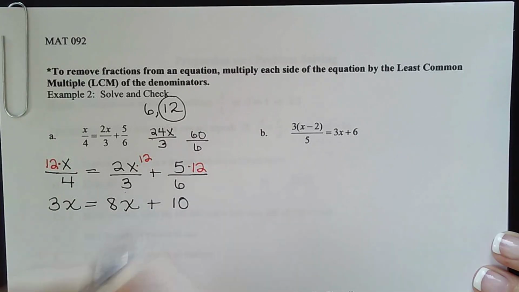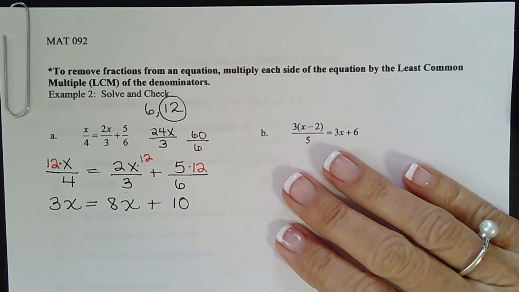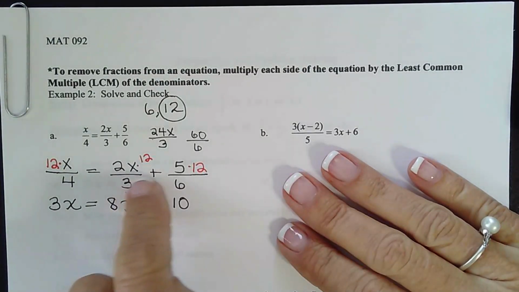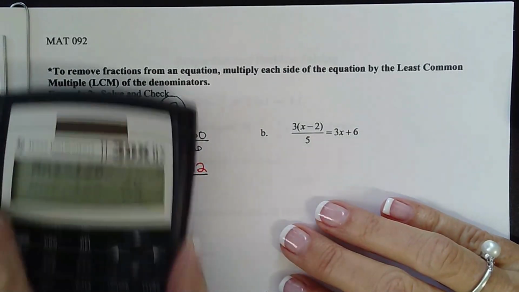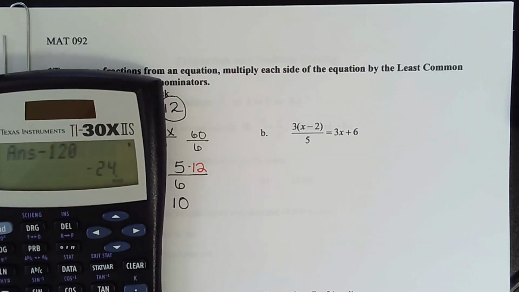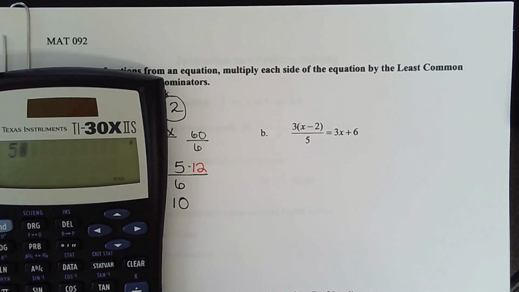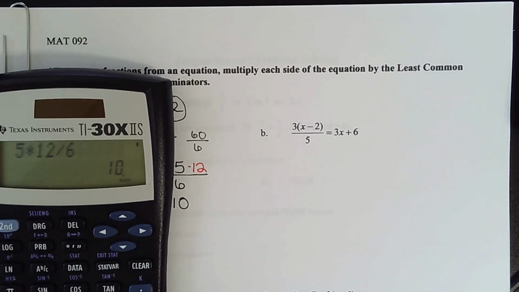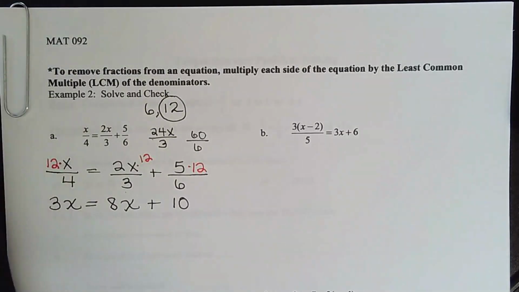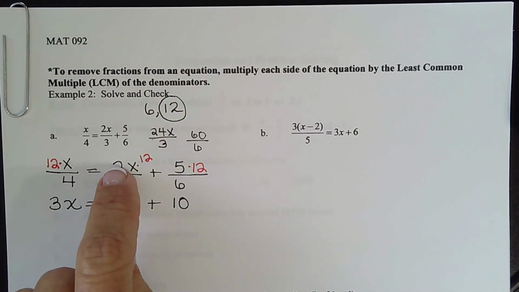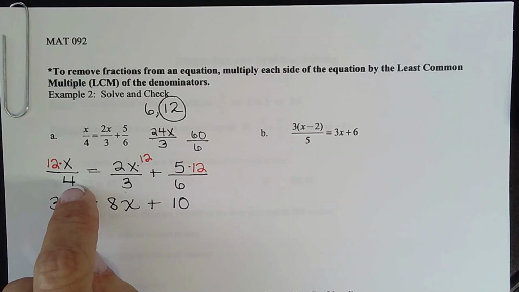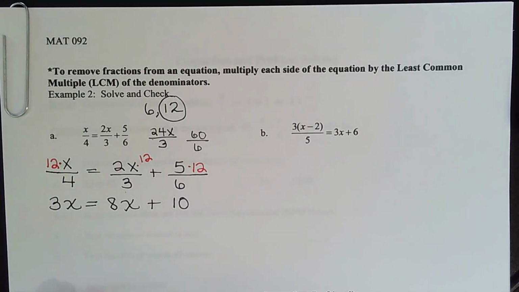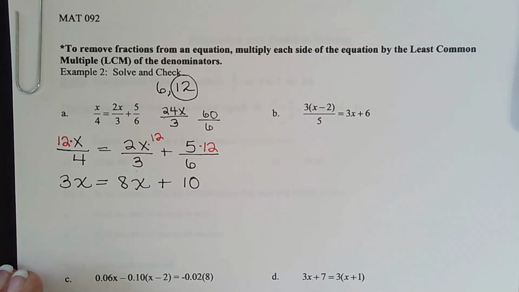Some students prefer to use a calculator. You can do that too. You can do 5 times 12 divided by 6 in your calculator. And you get the same thing. It's exactly what we just did in our head. 5 times 12 divided by 6, it gives us 10 as well. Okay, so you can check your work. Same thing here. You go 2 times 12 divided by 3, and don't forget your x. 12 divided by 4. So if you want to verify it on your calculator, you can certainly do that.